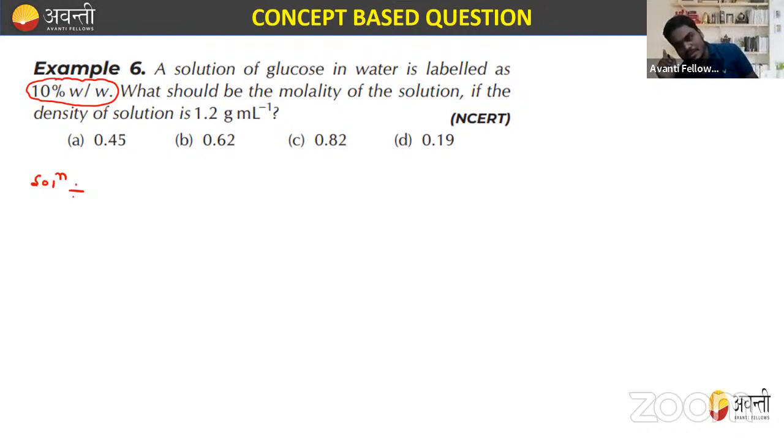Yes, beta. This is mass percentage, meaning 10 gram of solute present in 100 gram of the solution. Right? So this is the actual meaning of the percentage, that is, 10% means 10 gram of the solute present in 100 gram of the solution. So in this question, it is very clear, that is, the mass of the solute.